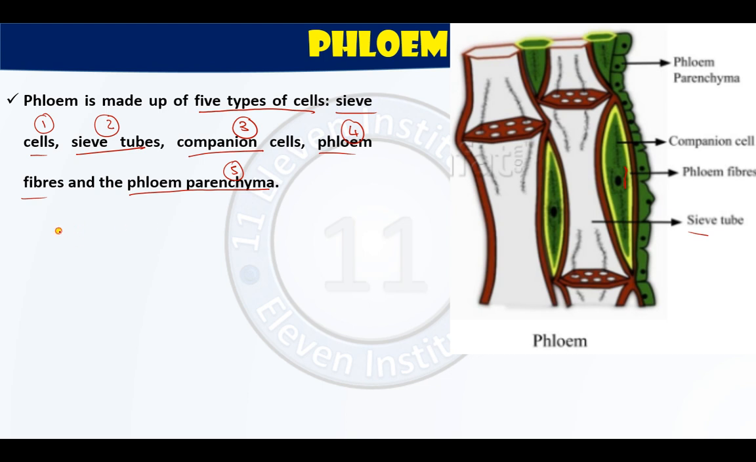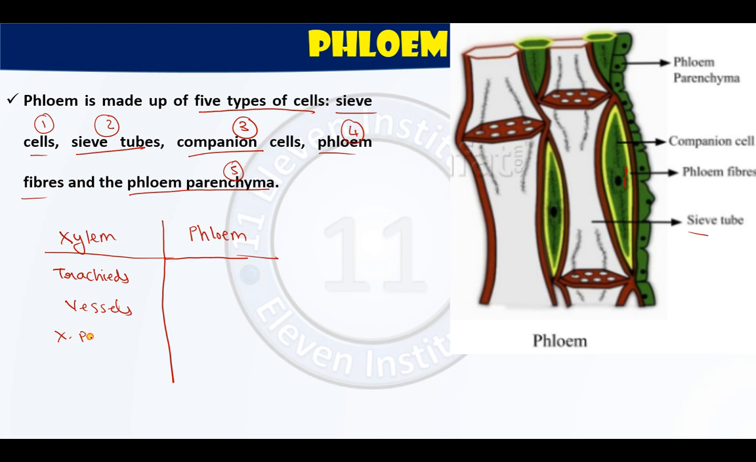Now I will make a short summary over here. Suppose we had xylem, and now we are discussing the phloem. So what we had in xylem was tracheids, then vessels, then xylem parenchyma, and xylem fibers. Now I am explaining this so that you can have better remembrance.